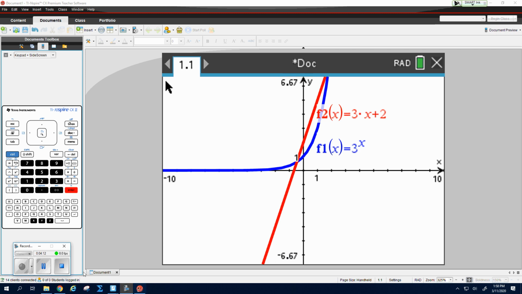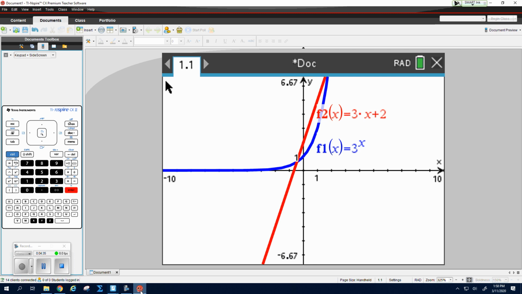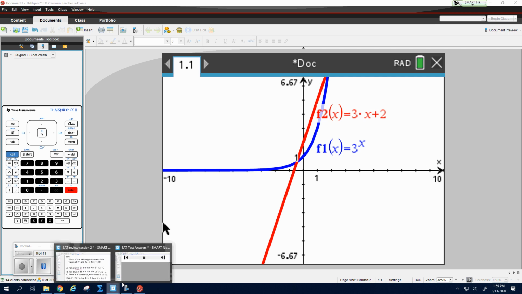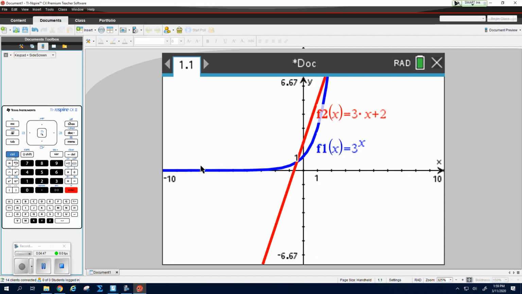Okay, so let's read now what it actually says. So it says for all values, x is greater than 0. It should say it is true that 3 to the x is less than 3x plus 2. So let's look at this first part. For all x is greater than 0, it is true. So let's look at x is greater than 0. That's going to be from this 0 to the right, okay? It is saying 3 to the x is less than 3x plus 2. So 3 to the x is this blue line, is less than 3x plus 2. Is that true for all values greater than or equal to 0?